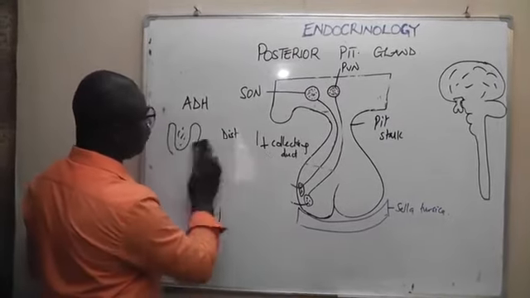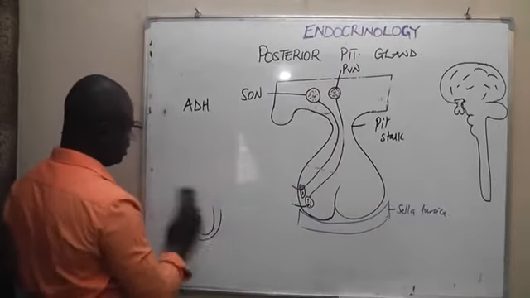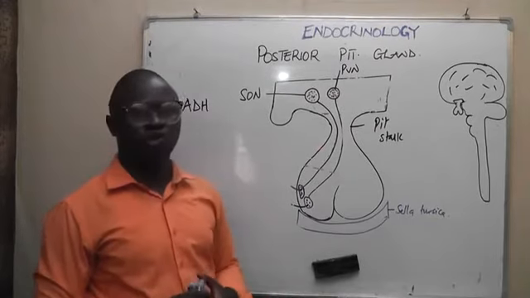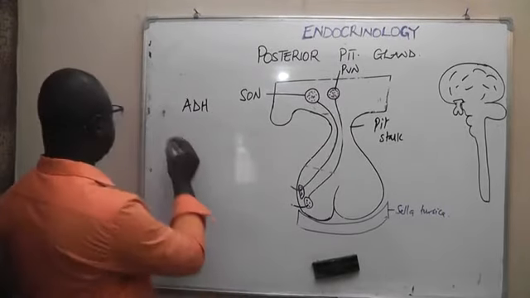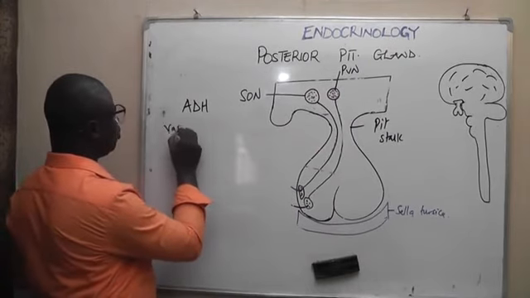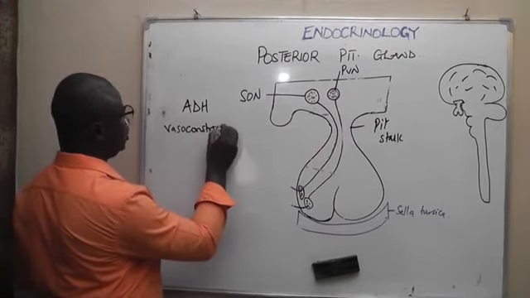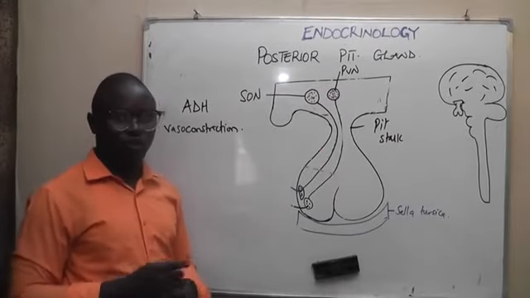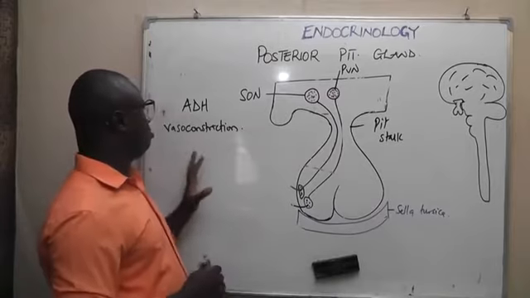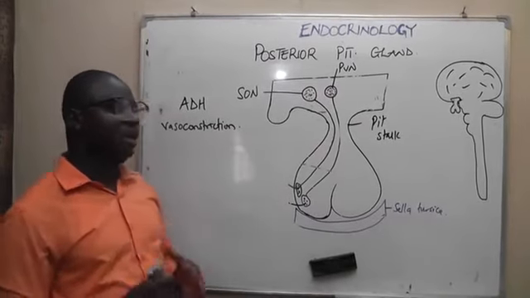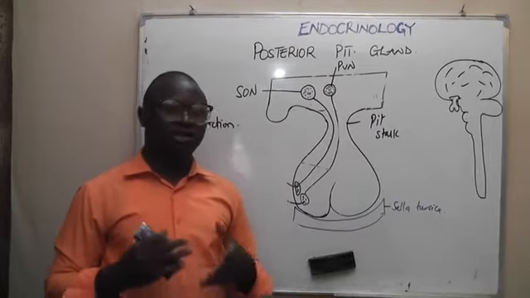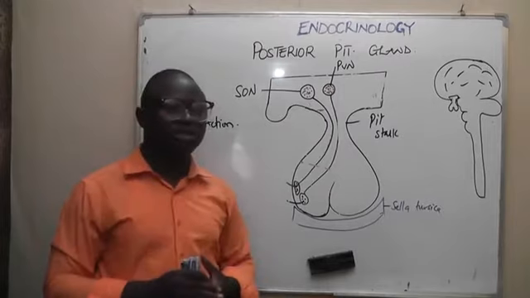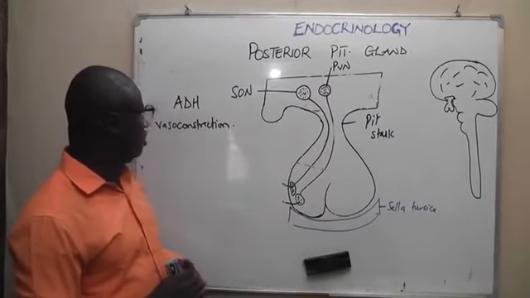Now, the second function of ADH is that it has a vasoconstrictive effect on the smooth muscles of the blood vessels. We call it vasoconstriction. All right, so it has a vasoconstrictive effect, and that is why it's also called vasopressin. So these are the two main functions of ADH: reabsorption of water in the renal tubules, and vasoconstriction. And all of these help to what? Increase either the blood pressure or the volume of fluid.